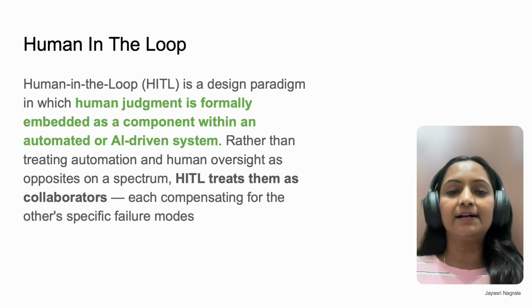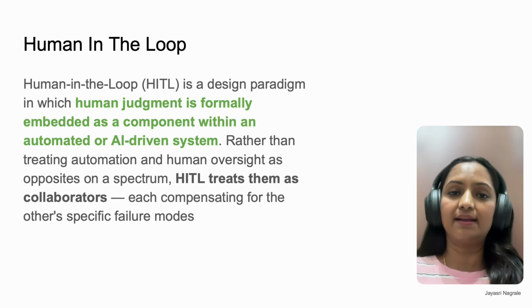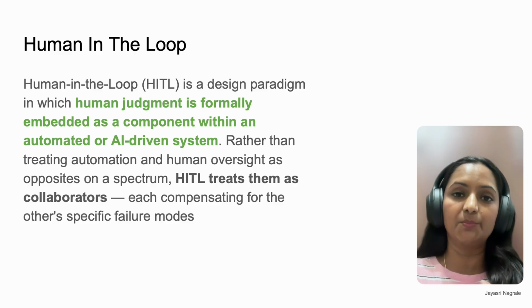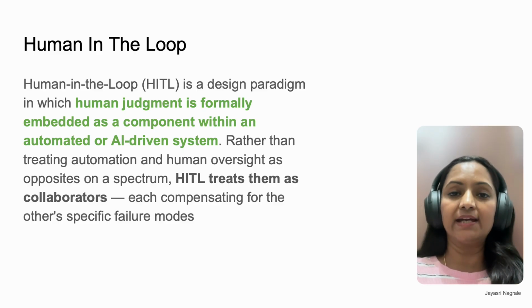So to start with, human in the loop is a design paradigm in which human judgment is formally embedded as a component within an automated AI-driven system. Rather than treating automation and human oversight as opposites of a spectrum, HITL treats them as collaborators, each compensating for the other's specific failure modes.